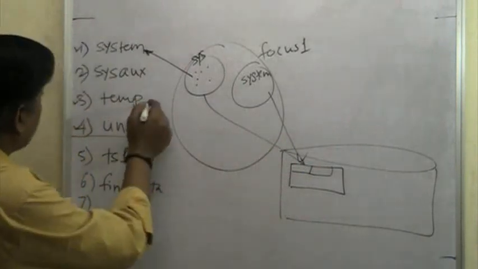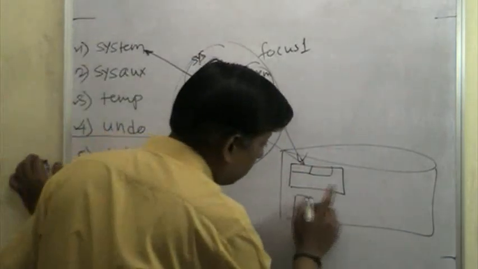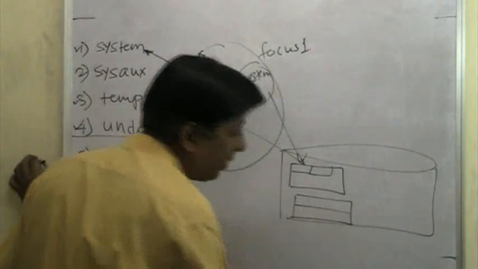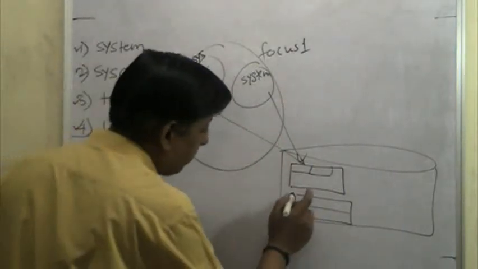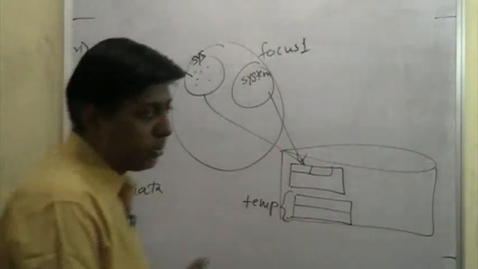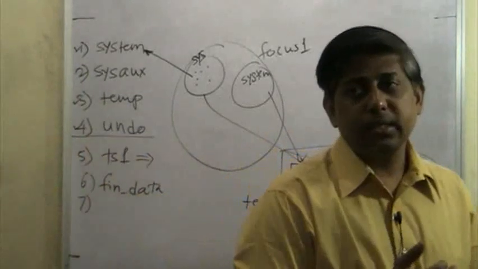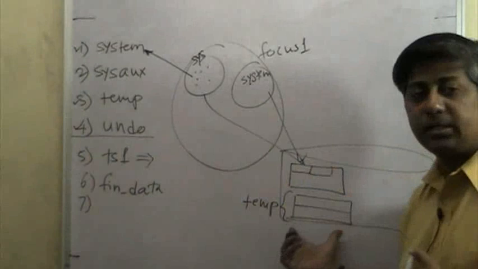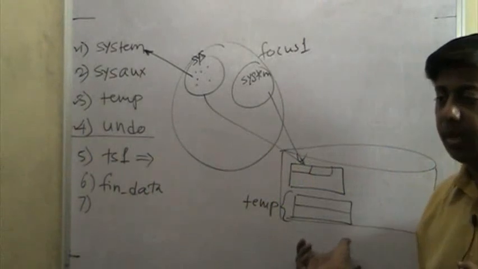Then let us talk about temp. This is maybe one data file or maybe 2 different data files for temp. As I mentioned yesterday, the purpose of the temporary table space is to store the temporary segments, to store the temporary tables.